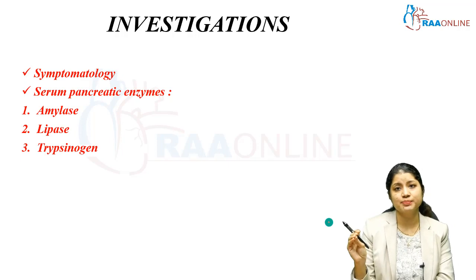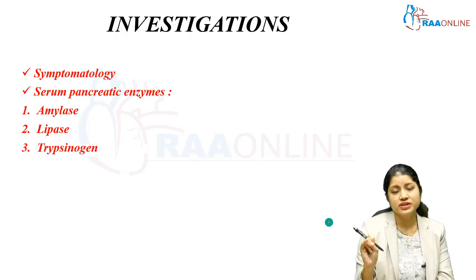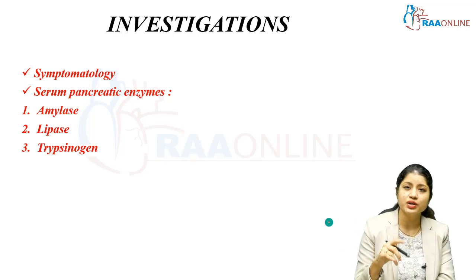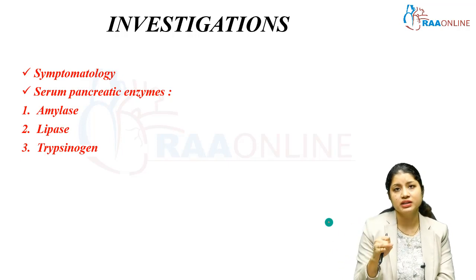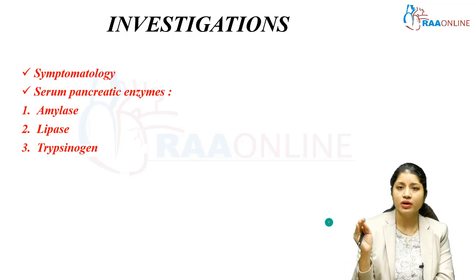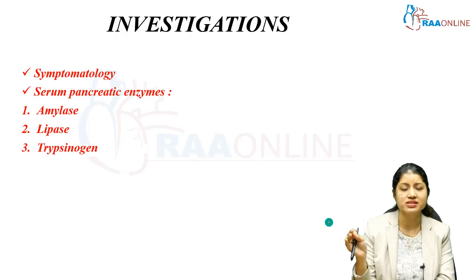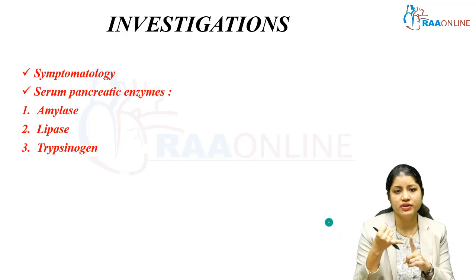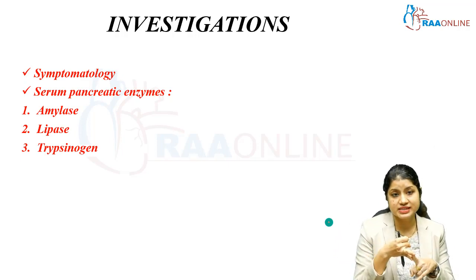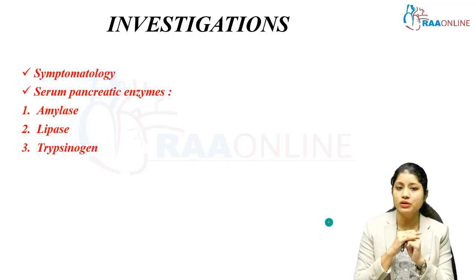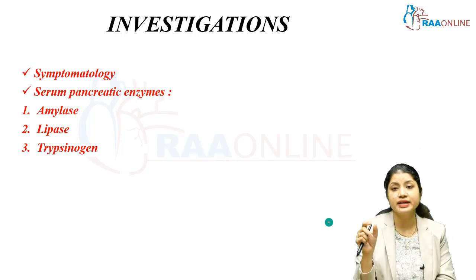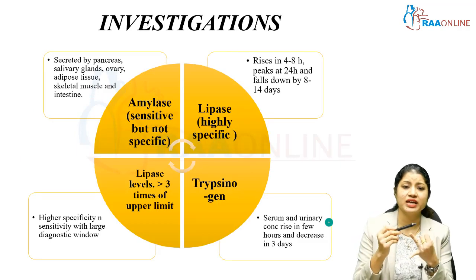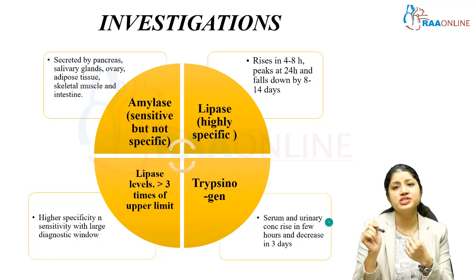So how do we investigate pancreatitis? Most of the time it is symptomatology. The patient complains of pain abdomen, typically after an alcoholic binge, or in the background of gallstone pancreatitis, or if a patient has been using some chemotherapeutic drugs, or on investigation you find high triglyceride levels. So that forms a very important thing. And then serum pancreatic enzymes, that is amylase, lipase and a newer one called trypsinogen, form the cardinal indicators for judging acute pancreatitis.